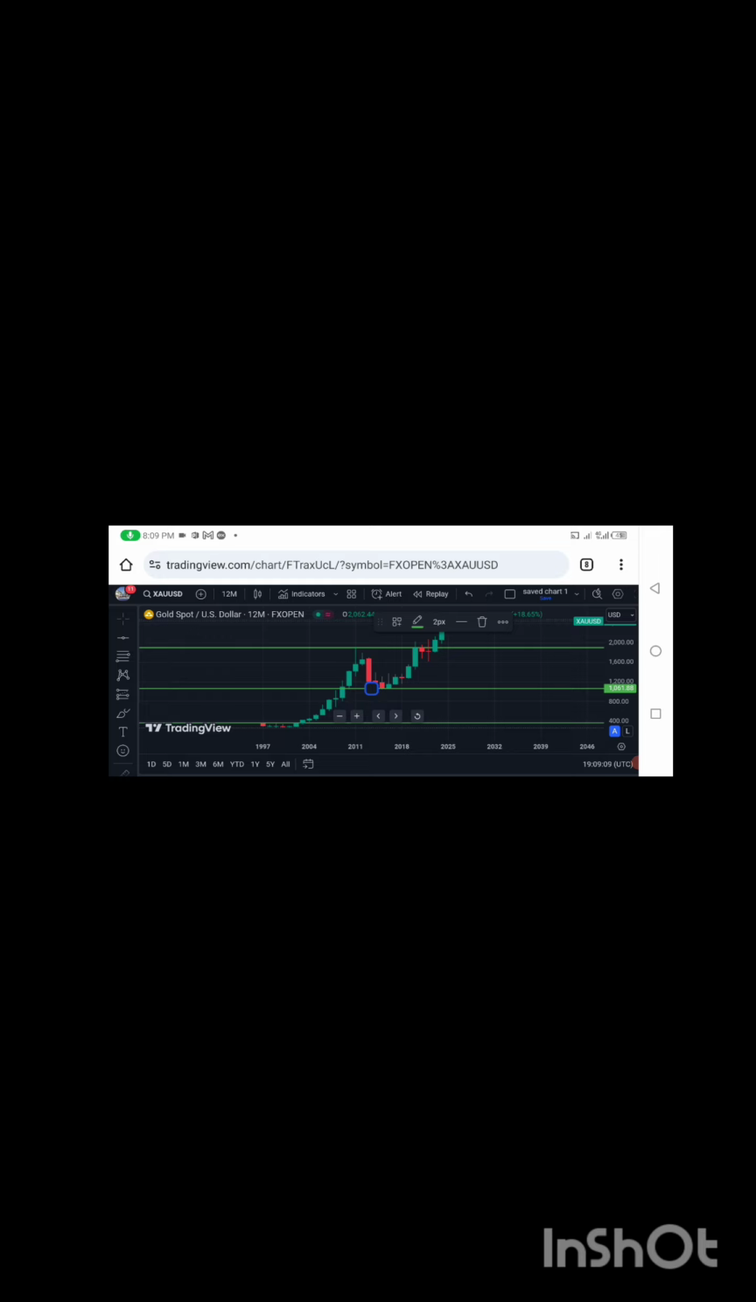If you had bought at a price of $1,061, that would be massive pips. I will not mention the pips, but it's going to be massive. So that is the power of doing this kind of analysis. You consider the resistance, you consider the support, you consider the trend.